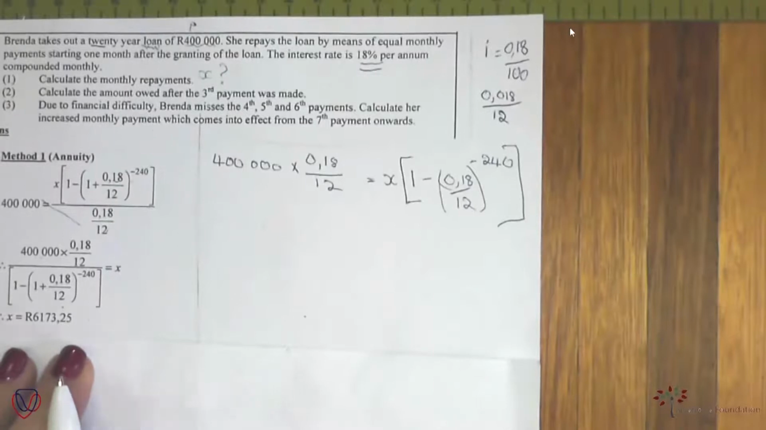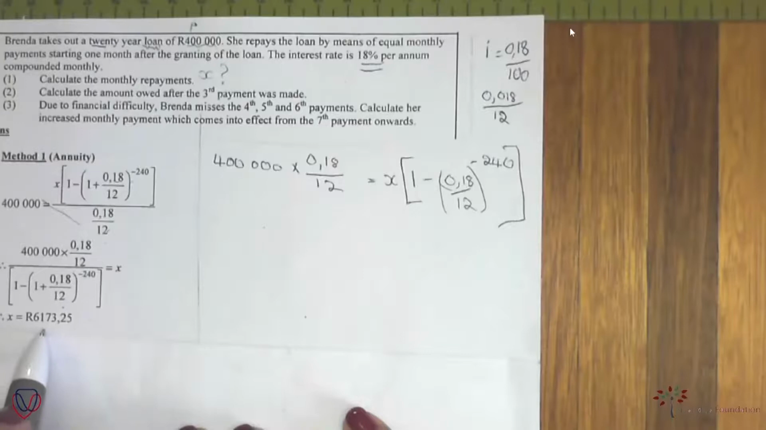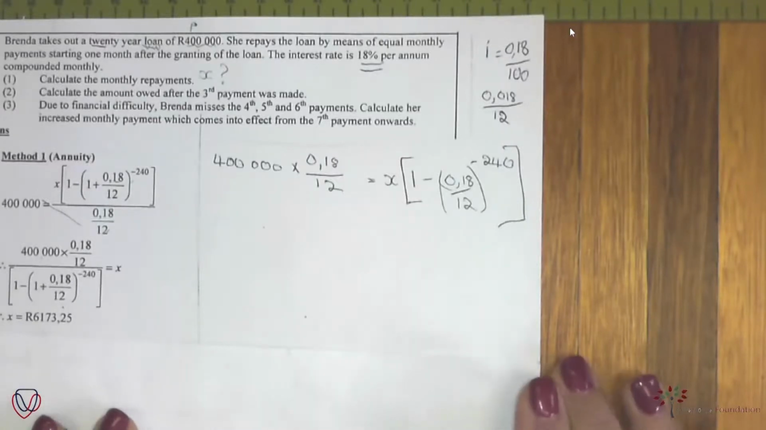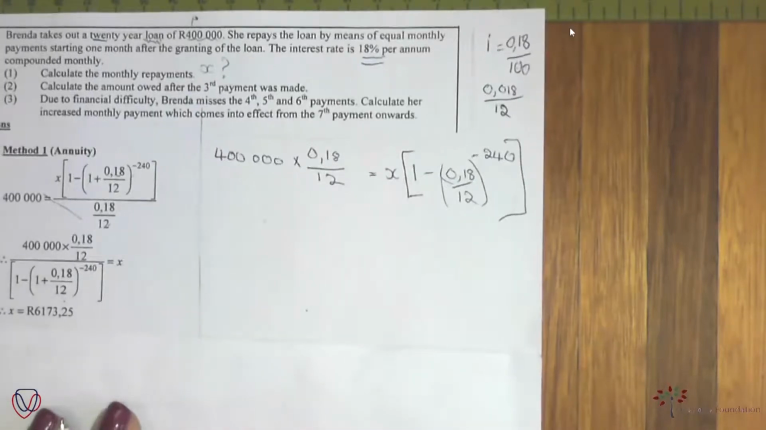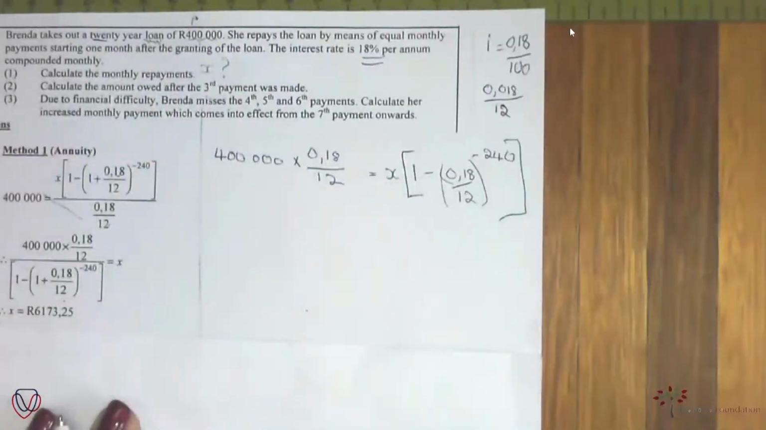So people, Brenda takes out a loan for 400,000 rand for 20 years. And this is the amount that she's going to pay every month on that loan for 20 years. And after that, the loan will be 0. People, if you times that by 240, because it's per month, you're going to get a huge amount that she's going to pay back for that loan that she took out.